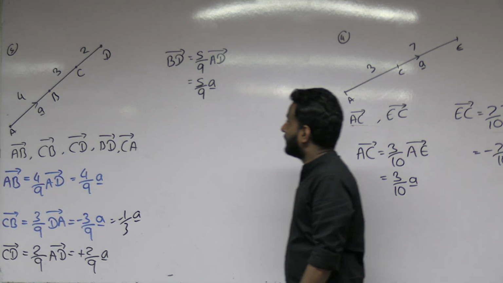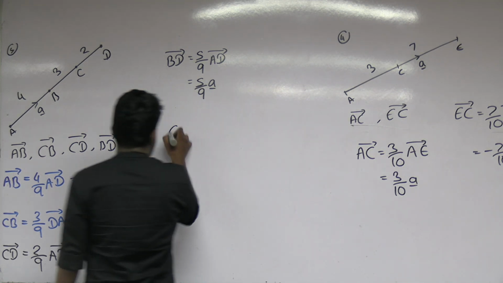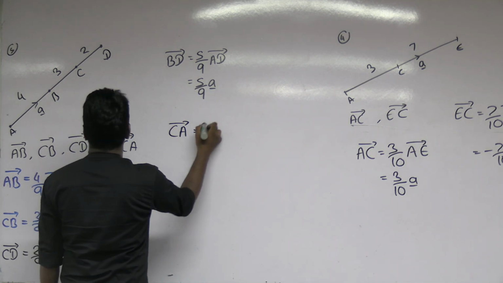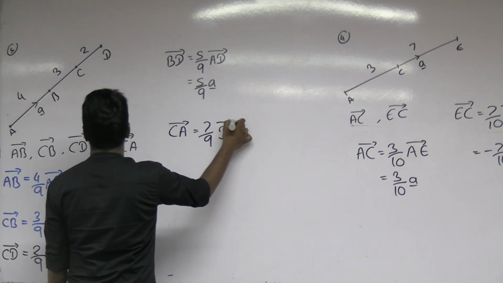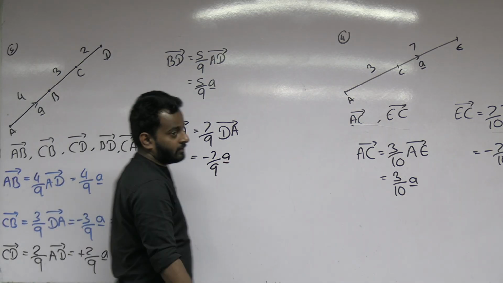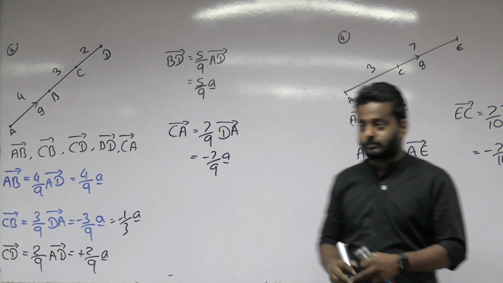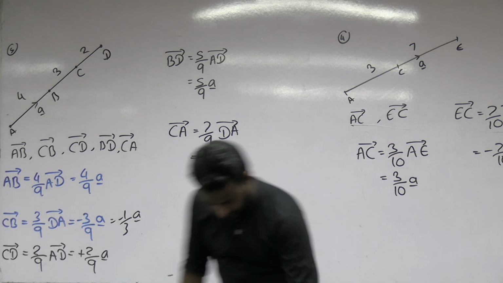Okay? Right. So BD is written, and then the vector CA, the ratio of the vector CA is 7 over 9, and the complete vector is DA. So DA is minus A, which is minus 7 over 9 times A. Okay, right? Right. So we are good with this.